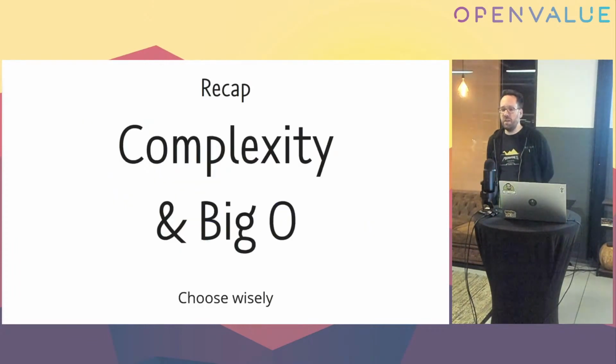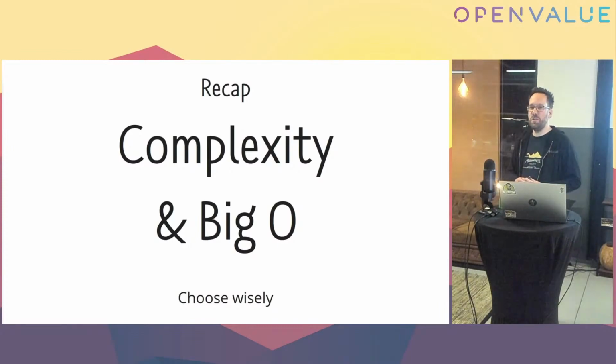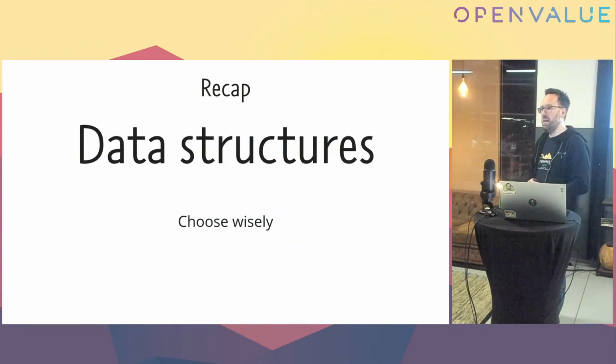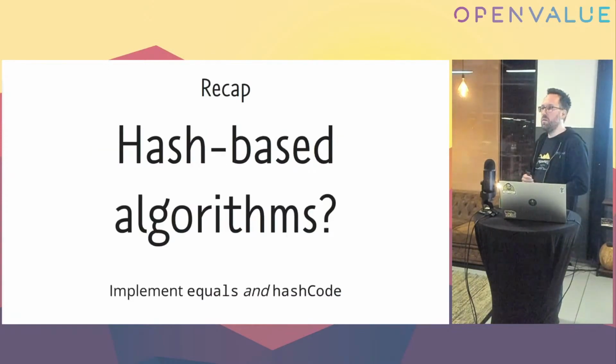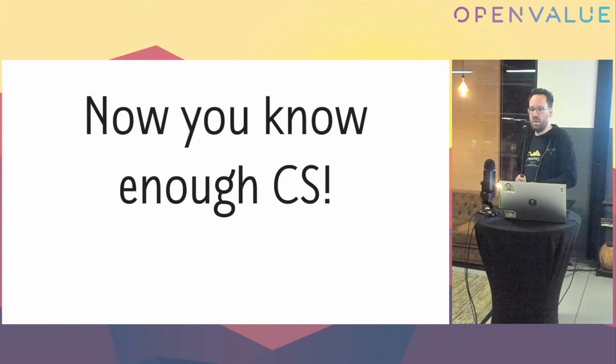Complexity and big O is something that you could remember if you ever have to choose which kind of algorithm or which kind of data structure you want to use for a thing in your program. Then this is one of the factors that you can take into account. And the data structures that belong to it, there are lots of options, as you have seen in Java. You can also remember, if you use hash-based algorithms, you should implement equals and hash code, or you will have bugs. And that's really enough, I think.